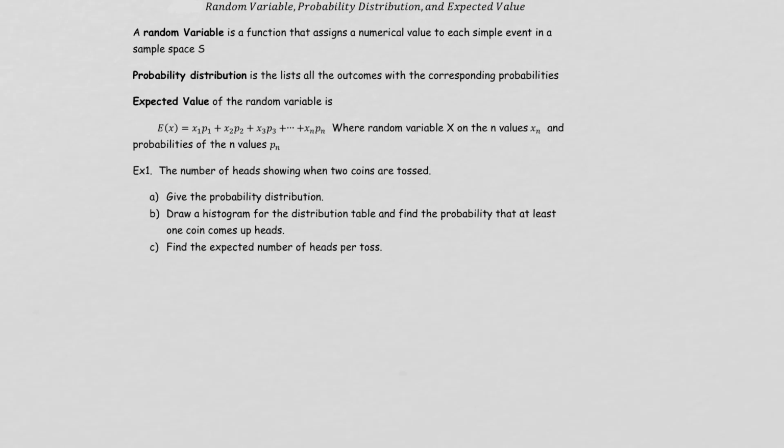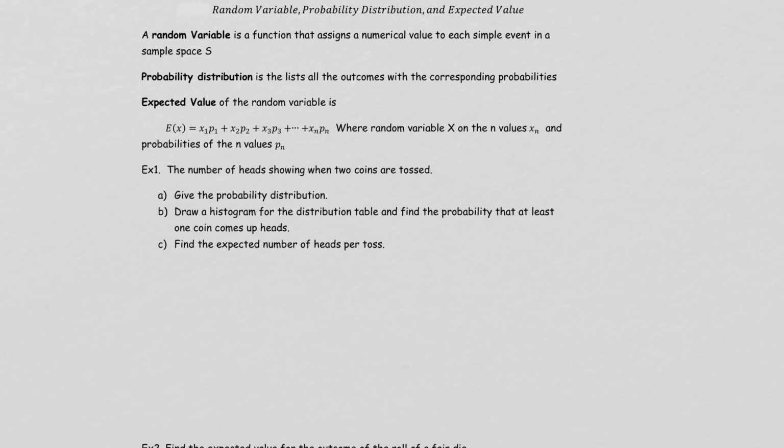Today's lesson, we're going to talk about random variables, probability distributions, and how to find expected value using examples. The first example we're going to look at is the number of heads showing when two coins are tossed. A, give the probability distribution. B, draw the histogram for the distribution and find the probability that at least one coin comes up head. C, find the expected value.